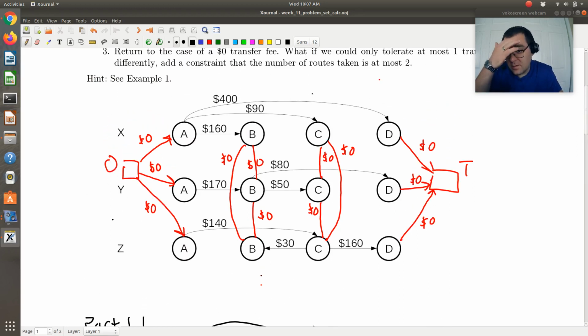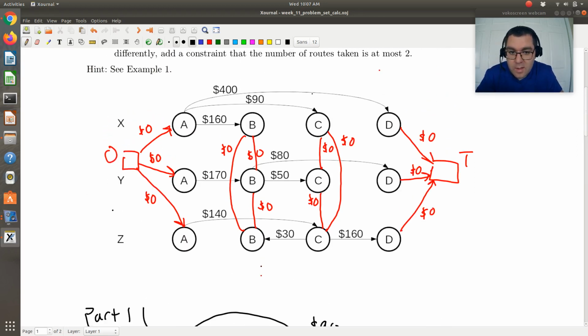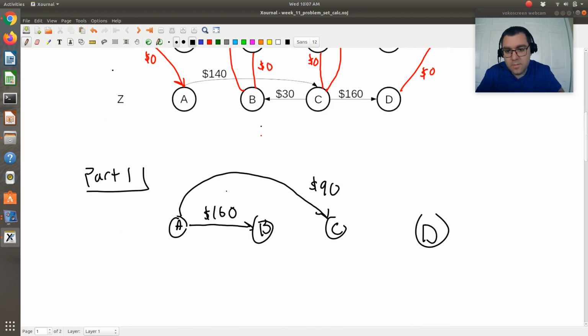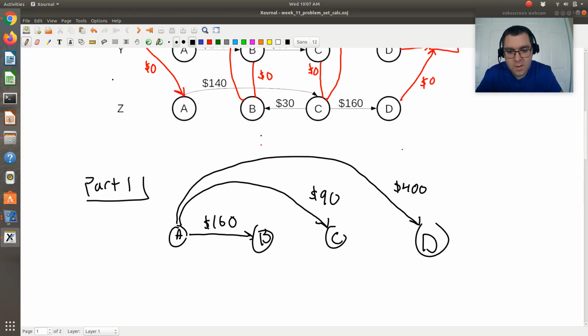Okay, so that's A to C. Do we have anything from A to D? I have one route from A to D, which is $400. Okay, so let's draw that in. So I have our one $400 flight from A to D.